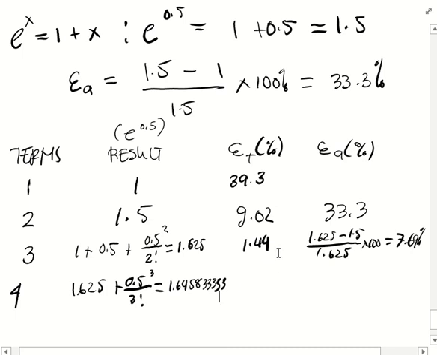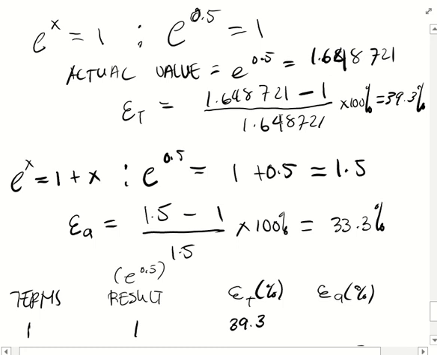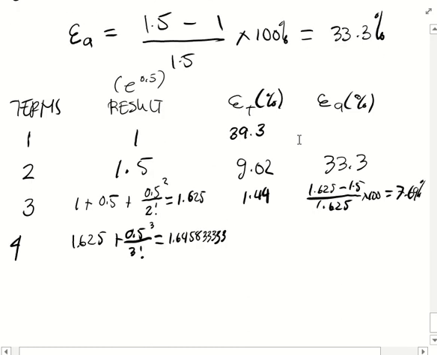Now if you solve for the true error, if you subtract it from 1.648721, then your true error will be equal to 0.175%. So the true error now is less than 1. But that's not our stopping criterion. We look at the approximate error.